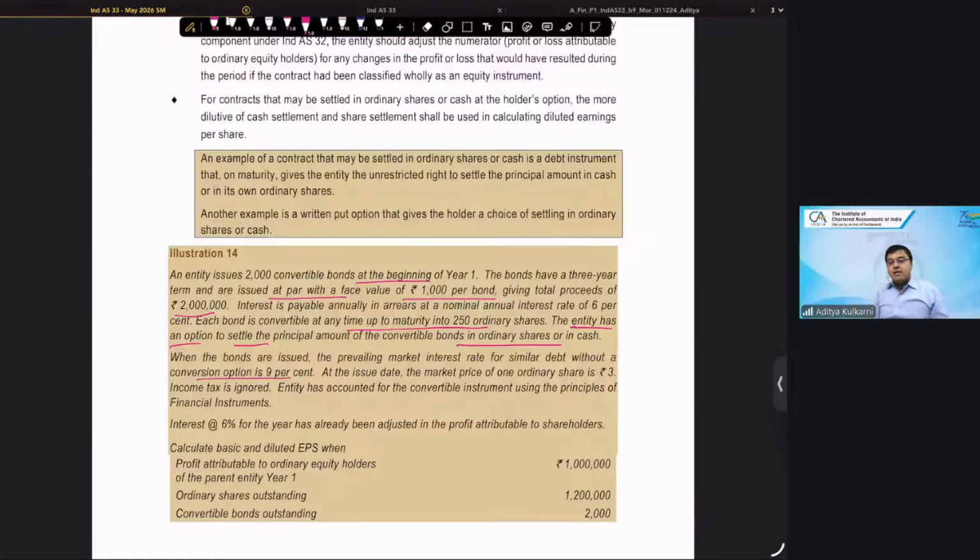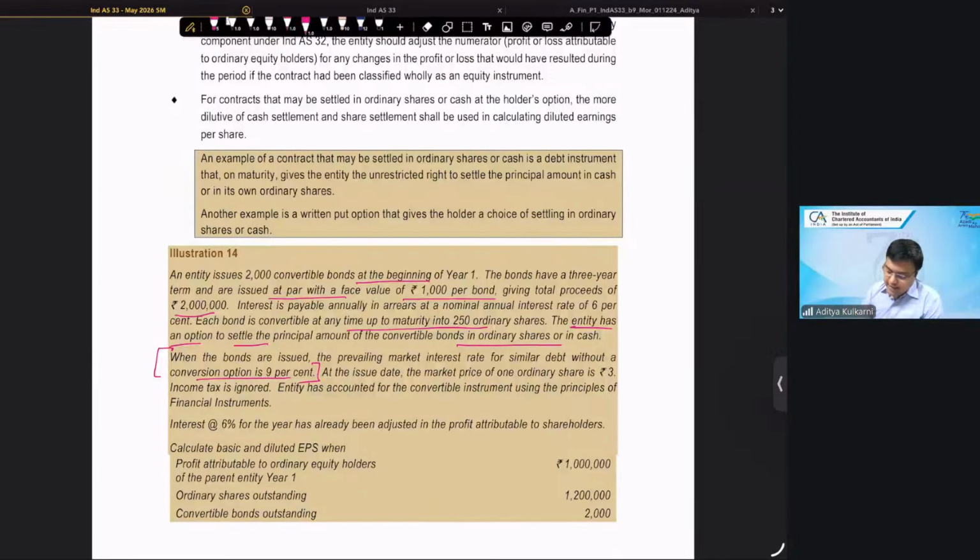Institute will never tell you directly to follow Ind AS 109. Institute will give this particular sentence. It is the biggest hint that says you have to apply Ind AS 109 here because you are having fair value interest rate given, market rate of interest given for a similar non-convertible instrument. If this line is there, please treat it that you have to follow Ind AS 109.